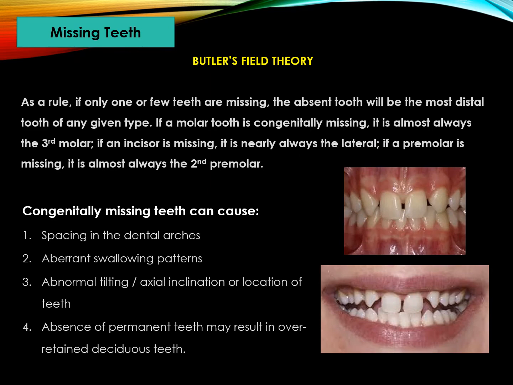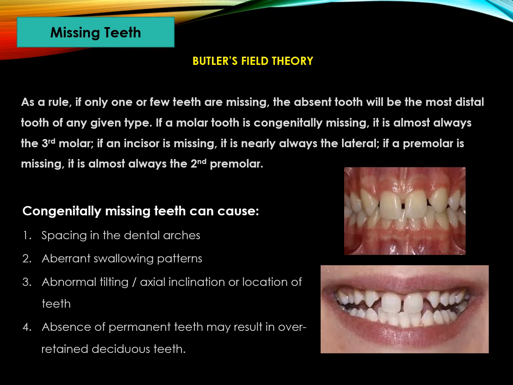Missing teeth. So according to Butler's field theory, if one or more teeth are missing, the absent tooth will be the most distal tooth of any given type. That is, if a molar is missing, then it's usually the third molars. If an incisor is missing, it's usually the lateral. And if a premolar is missing, then it's usually the second premolar.